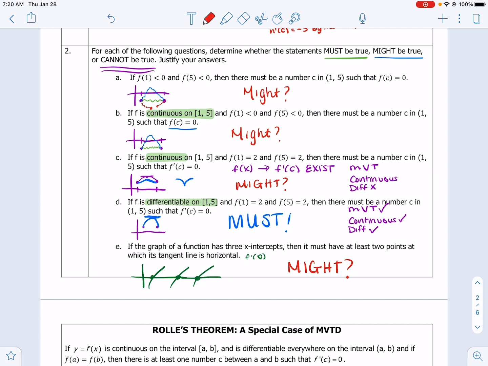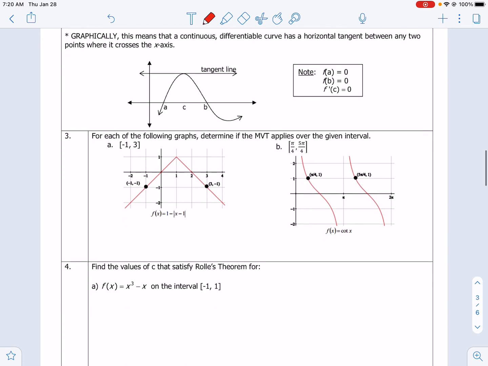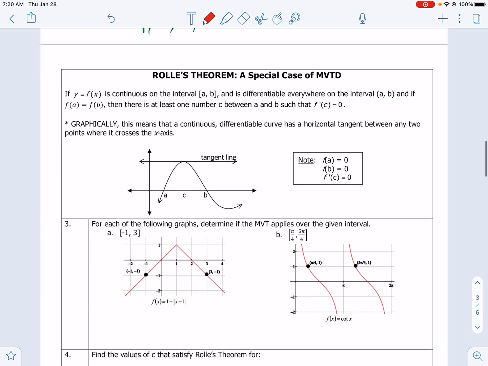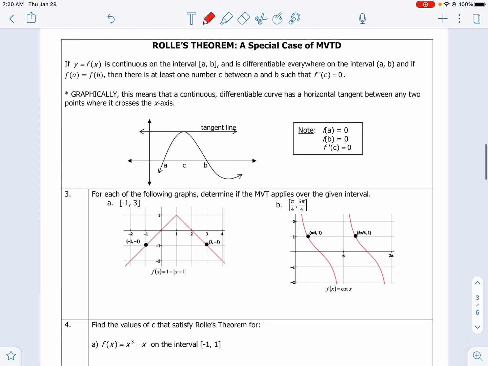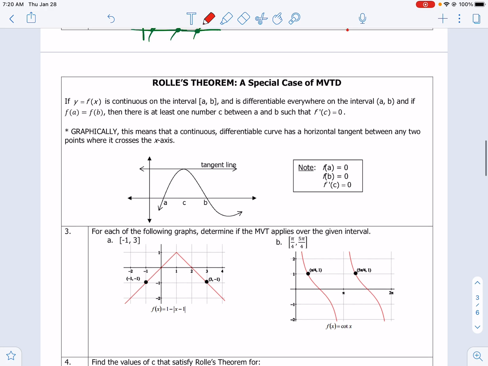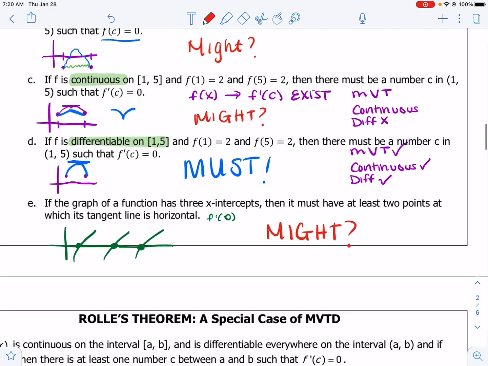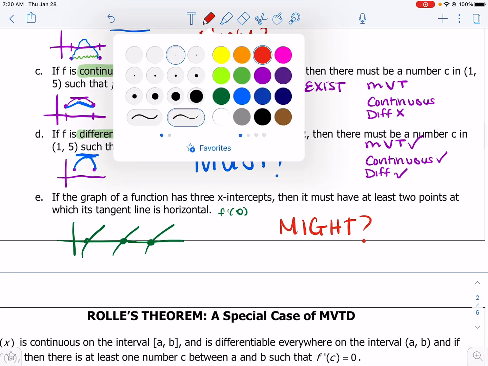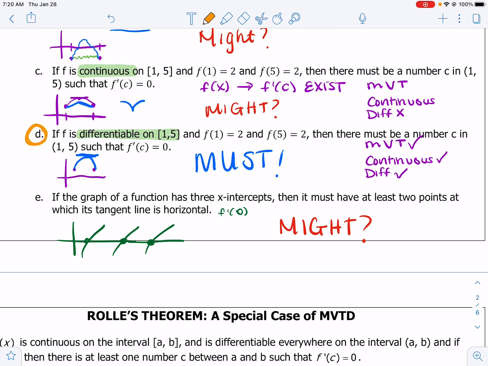Don't know, would have to know the function, would need more information, but as of right now, don't know. Guys, one last thing we're going to be covering today, okay, we just got a little bit more here, is a special case of the MVT, right? Special case of the mean value theorem for derivatives, and it's called Rolle's theorem. You guys actually already saw it right here in part D. Just take a little look back in part D.